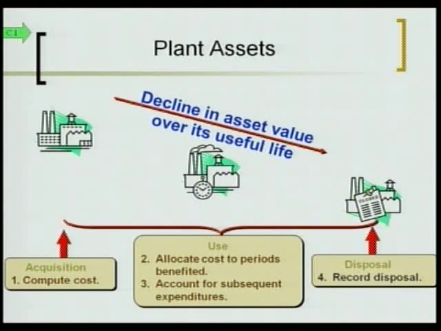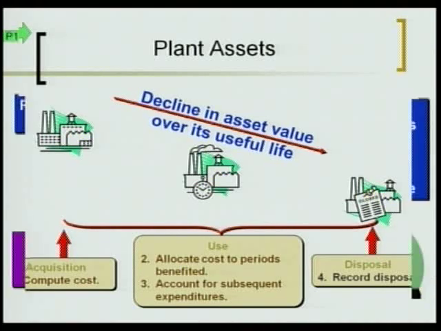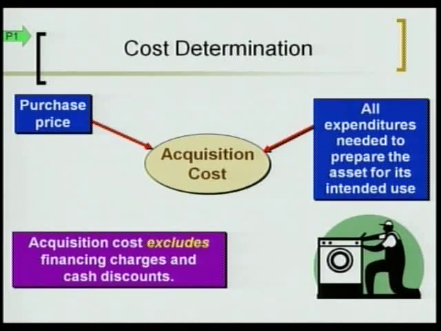And then eventually we're going to account for when you dispose of the asset, either by selling it, trading it in, or just throwing it in the trash. But we're going to account for all these things that happen during an asset's useful life, okay? Now, one thing about an asset is when you acquire a fixed asset, all expenditures that are needed to prepare it for its intended use will be included in the cost of the asset, okay?